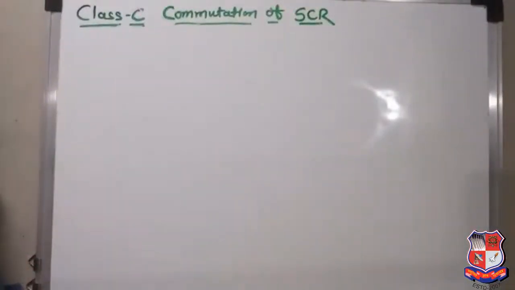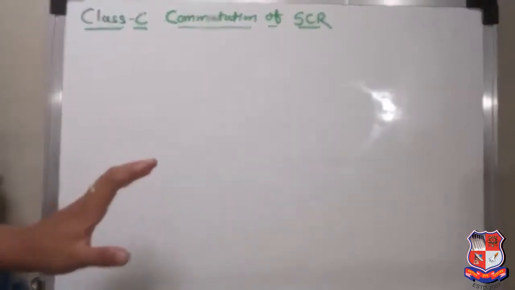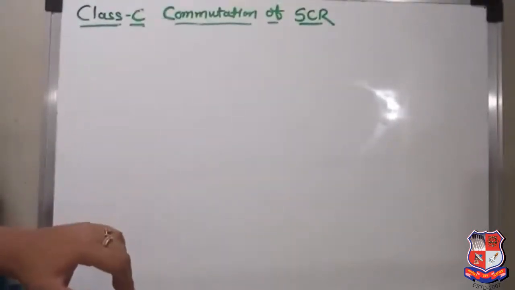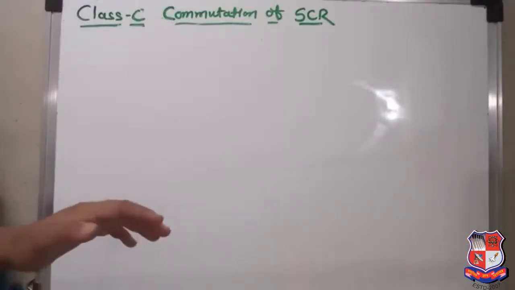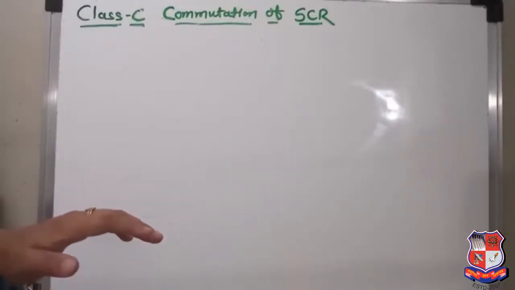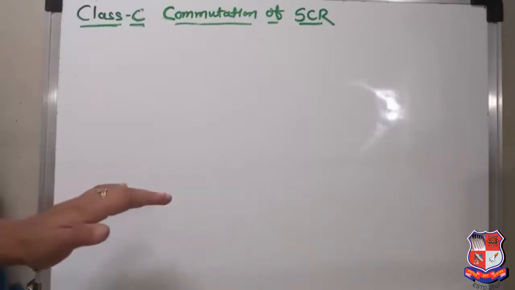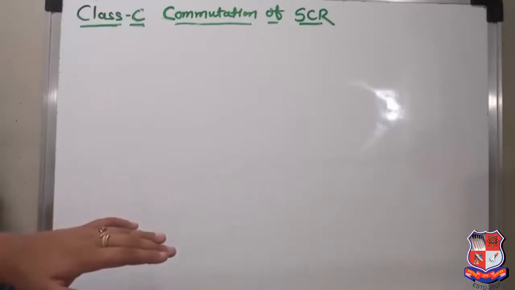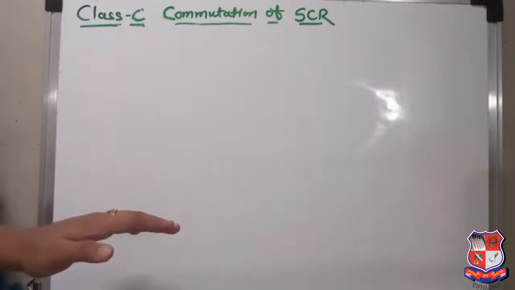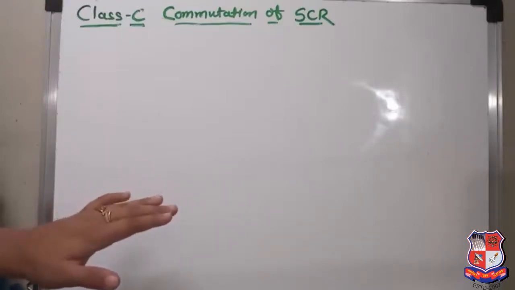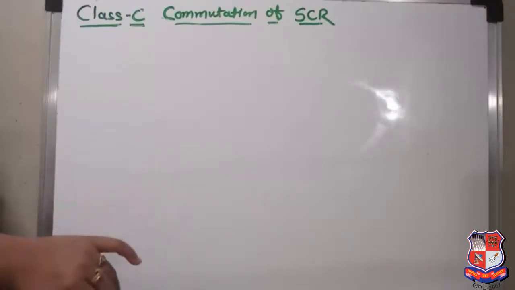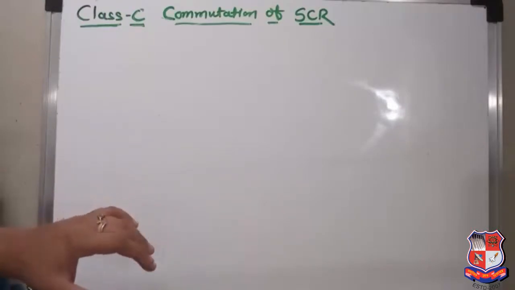Hello dear friends, myself is Roshni Parikh and today I am going to discuss the class C commutation of an SCR. In a previous session I have already discussed the class B commutation. If you want to recall all the commutations like class F, class A, class B, then you can go to YouTube and search for the class A commutation, class B commutation or class F commutation by Roshni Parikh and you will get the link.